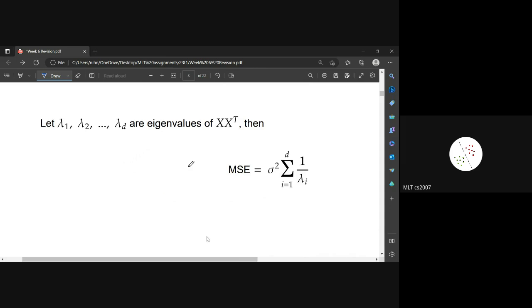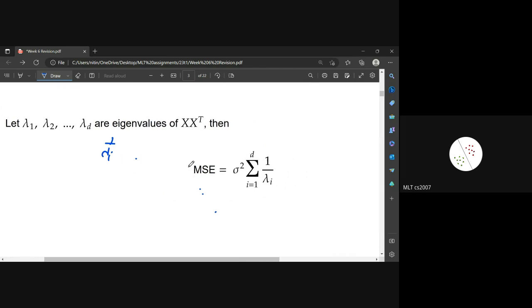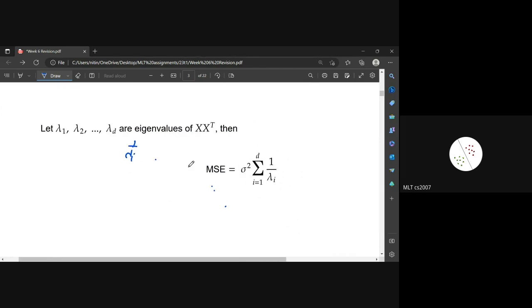What will be the eigenvalues for XX transpose inverse? It is just the inverse of the eigenvalues. Right. So 1 upon lambda i will be the eigenvalues of XX transpose inverse, and so then the MSE will become summation over 1 upon lambda i, right? So this is the MSE for the WML, right?